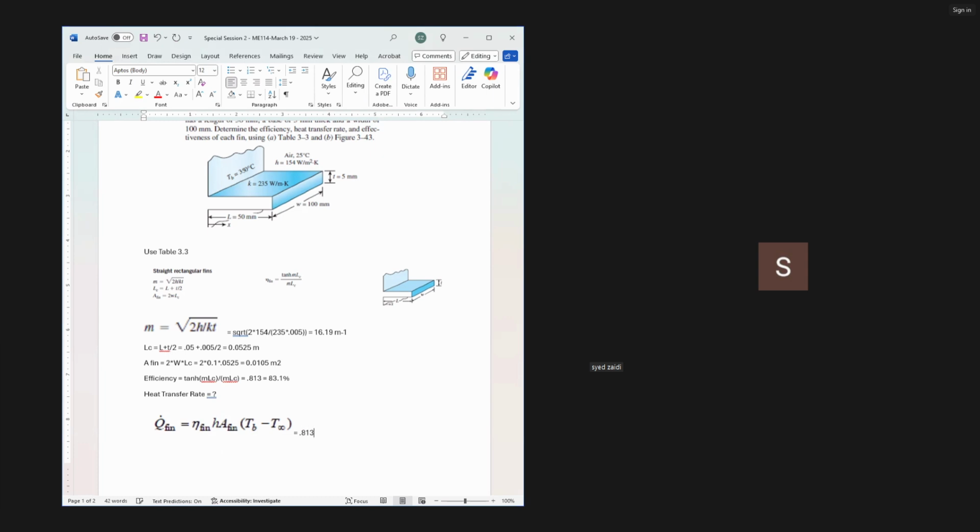So 0.813, which is the efficiency, multiplied by h, which is 154, multiplied by area of fin, which you have just calculated, 0.01525, and multiplied by this bracket, which is basically 350 degrees centigrade minus 25 degrees centigrade. Air is at 25 degrees centigrade. So this is a very straightforward calculation. Tell me what is Q dot.